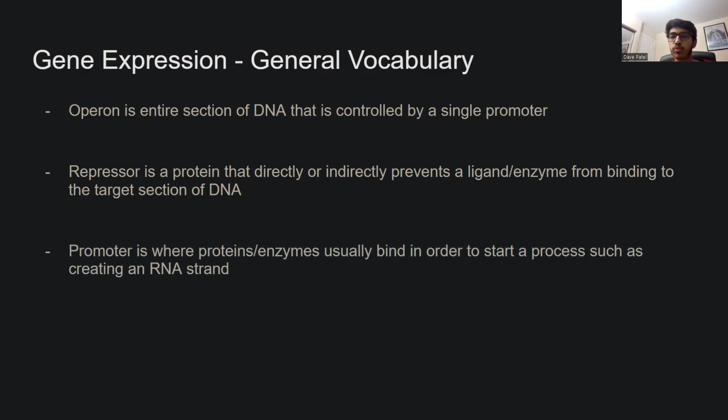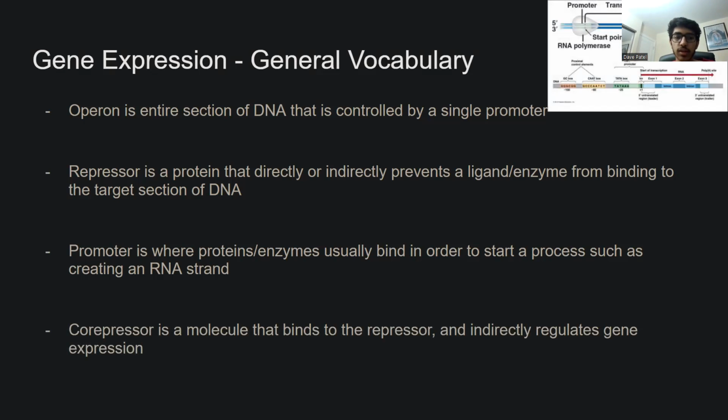Then the promoter is pretty much where proteins and enzymes usually bind in order to start the expression of a gene, maybe a process such as transcription. So the initiation step in RNA transcription, which we talked about in the last video, where you have all the transcription factors and then the transcription initiation complex, all that happens right at the promoter. But there could also be a repressor that binds in the promoter region to prevent that initiation complex from actually doing anything. So this is where all the action happens, is the best way to put it.